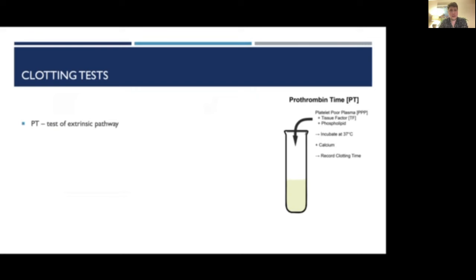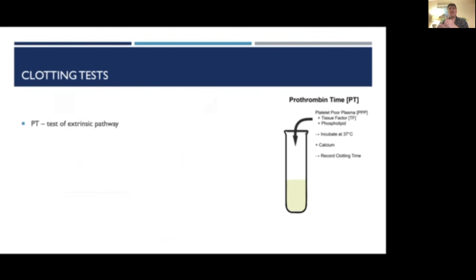And the PT, when you take a blue top bottle and you send it to the lab, you'll get a common panel of things back to you, depending on what you ask for. The most common thing will be a prothrombin time, or a PT, which is looking at the extrinsic pathway, really, but alongside the common pathway factors. And it's a really straightforward test.